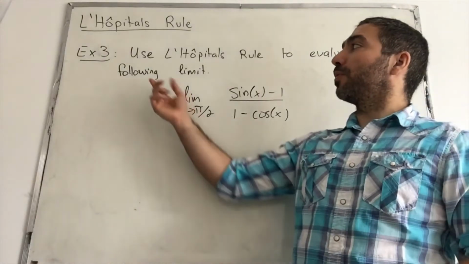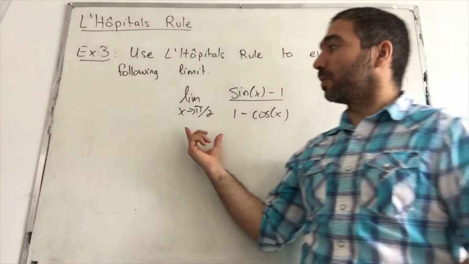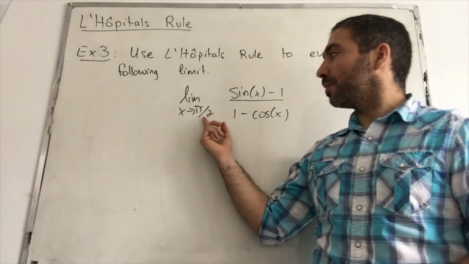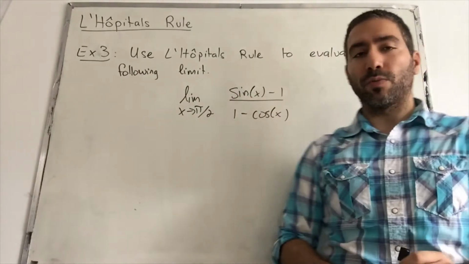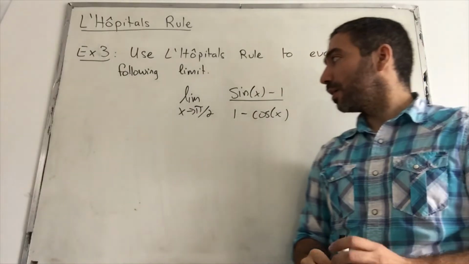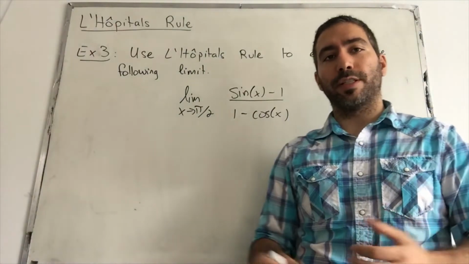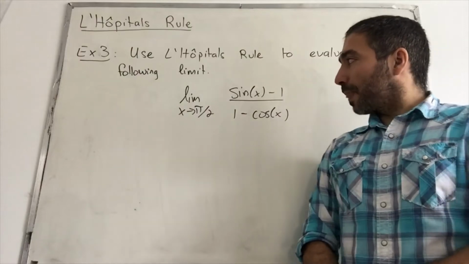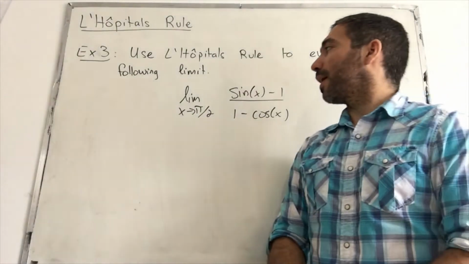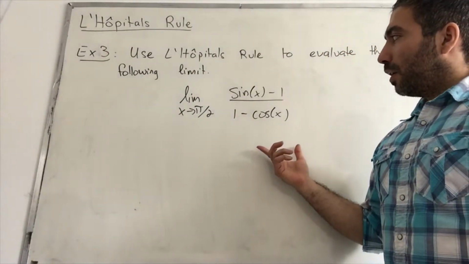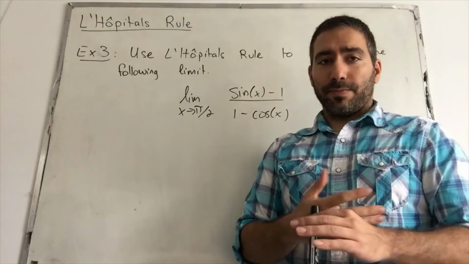So in this third example over here, it says to use L'Hopital's rule to evaluate the following limit. We have the limit as x tends to pi over 2 of sine x minus 1 divided by 1 minus cos of x. So I encourage you, pause the video, try to see if you could solve this on your own. Okay, so if you tried the problem and you started taking the derivative, that's wrong.